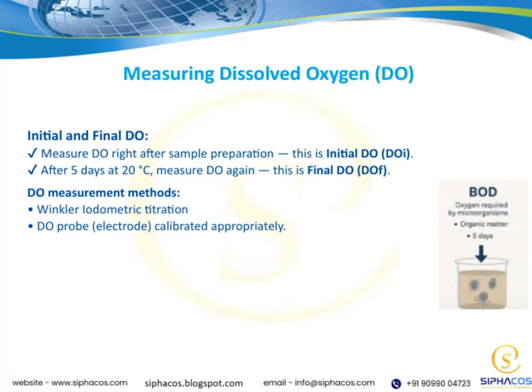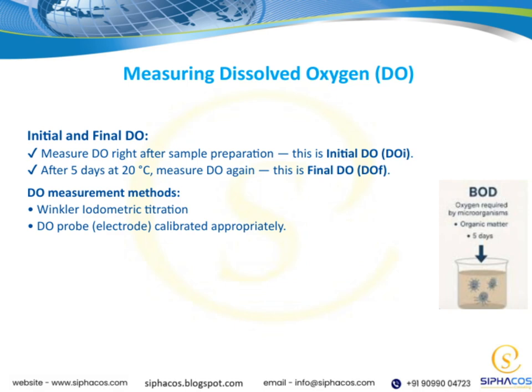Let's talk about measuring dissolved oxygen, or dew, in our samples. First, it's important to measure the initial dew, or DOI, right after you've prepared your sample. This gives us a baseline of how much oxygen is present at the start. Then, after keeping the sample at 20 degrees Celsius for 5 days, we measure the dew again, which is our final dew, or DOV. This helps us understand how oxygen levels change over time, which is crucial for assessing water quality and microbial activity.